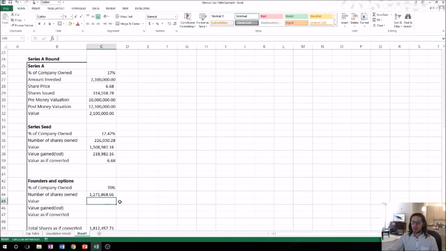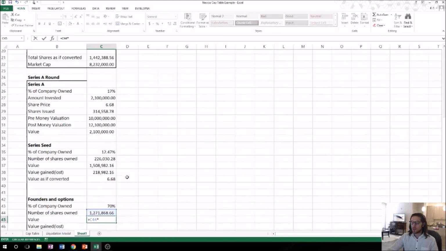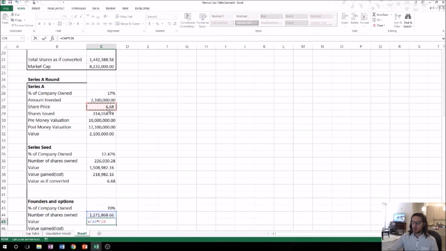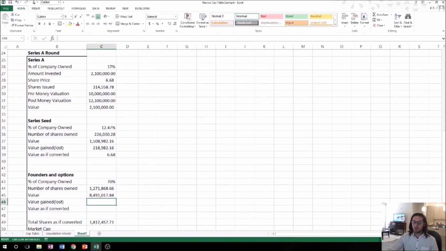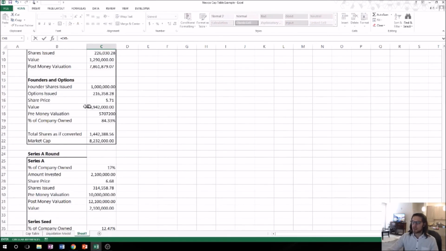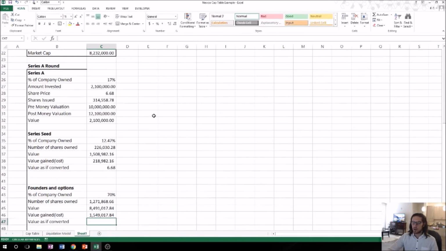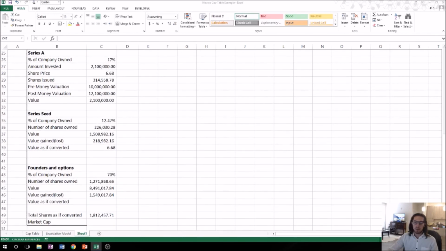Okay, so let's do the same thing for the founders and the options. We multiply the number of shares owned there times the new share price, and that's 8.491 million. The value gained or lost is going to be the new value minus the value whenever they were issued the shares. So they've gained about 1.549 million in value, the founders and options. Of course, you have to take into account the fact that there were new shares issued as part of that, but as a class, it's gained that much value.